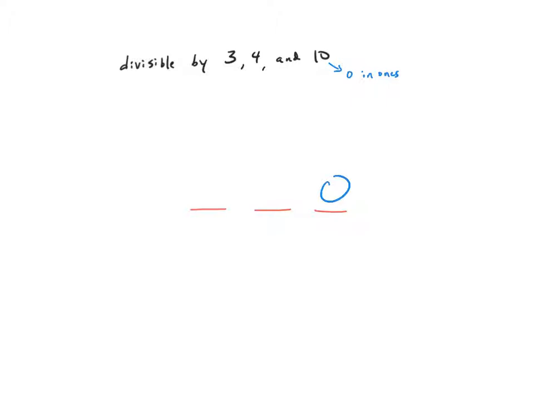The next easiest one is probably the 4, because for the 4, I just need to look at the last 2 digits. And those last 2 digits must be divisible as a whole by 4. So I can start thinking about this. Now here are my options: 0, 1, 2, 3, 4, 5, 6, 7, 8, 9.